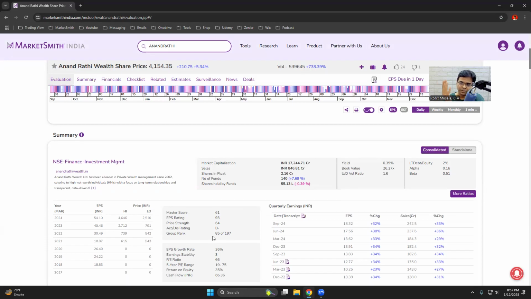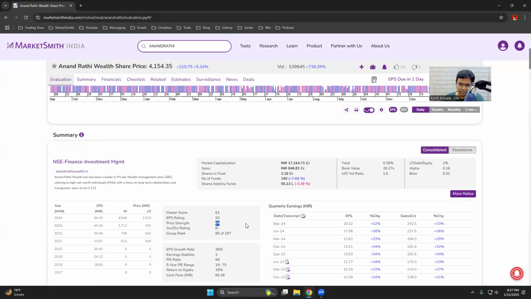If you read Mark Minervini's first book, if you read his second book, the basic criteria, which is the trend template criteria, which he talks about in his book, the relative strength has to be more than or equal to 70, and this is 64. It takes me less than a fraction of a second to reject a stock. I wouldn't even look at the technical analysis. I wouldn't even look at fundamental analysis. Forget liquidity analysis, market analysis.